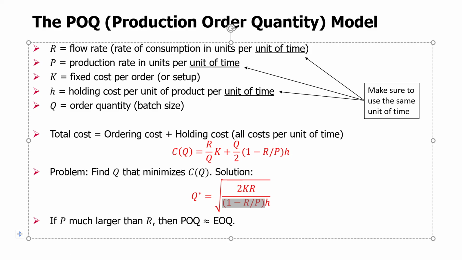And of course, if P is much larger than R, then this factor becomes close to 0, so it stops playing any important role, and you can actually use the EOQ model as an approximation of the production order quantity model.